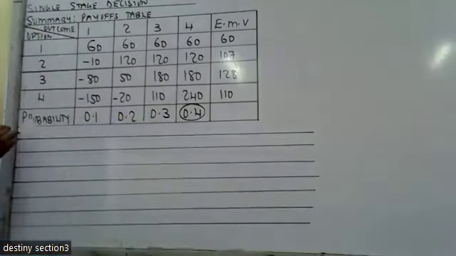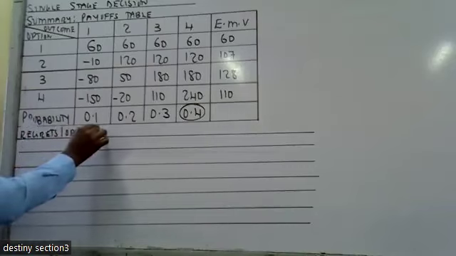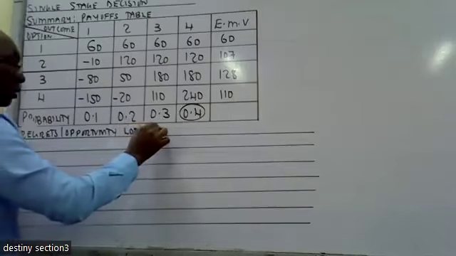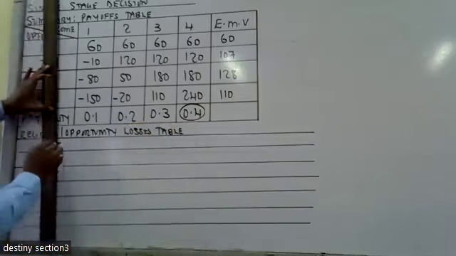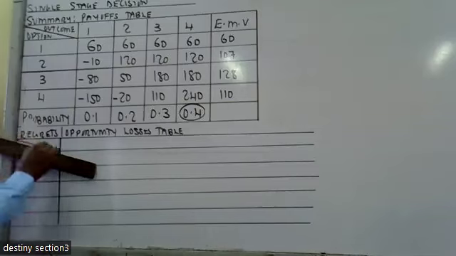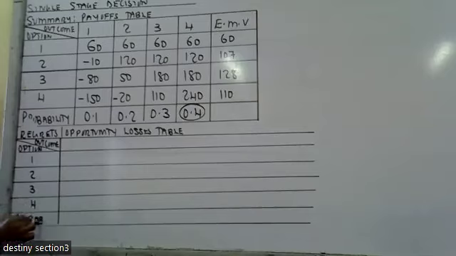So this table is called regrets, or opportunity losses. Opportunity losses table. We have the option here and the outcome: 1, 2, 3, 4. Now here, look here. What happens then?